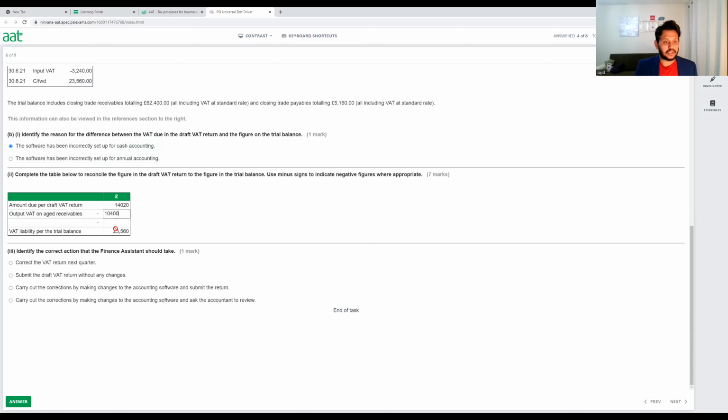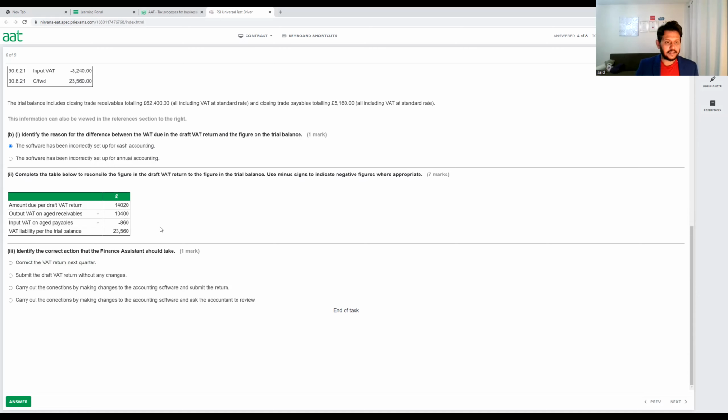10,400. That's for the output. So I should add it. And for the input VAT on the accrued payable, that is 5160 divided by 6. This is 860 and it's minus.